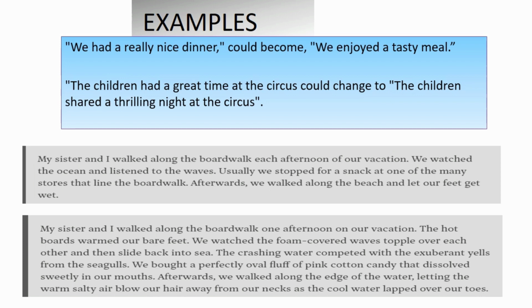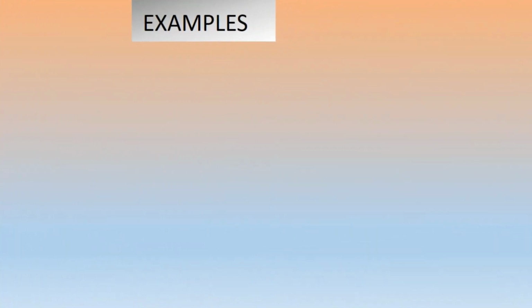We bought a perfectly oval fluff of pink cotton candy that dissolved sweetly in our mouths. Afterwards, we walked along the edge of the water, letting the warm, salty air blow our hair away from our necks as the cool water lapped over our toes. I think this is a perfect example of using all your 5 senses, and it also creates a picture in your mind while you're reading this. Take a look at some more examples.